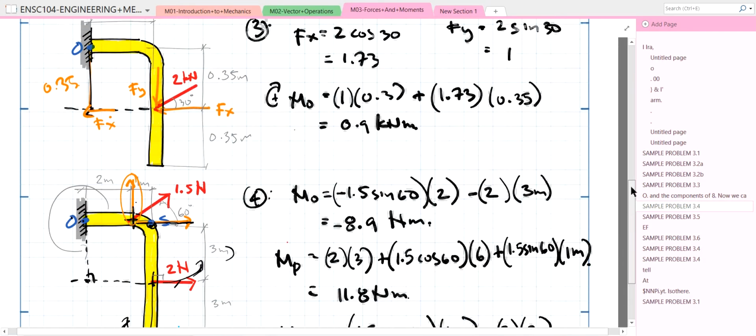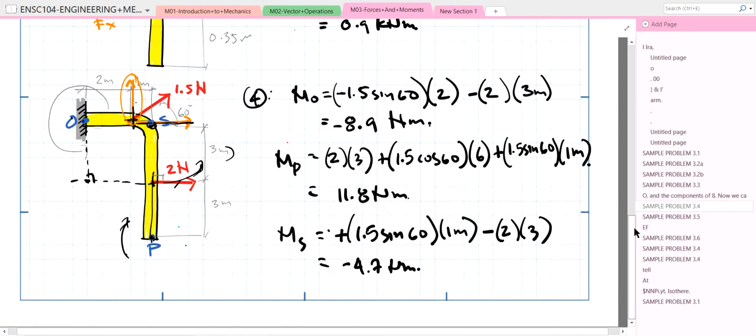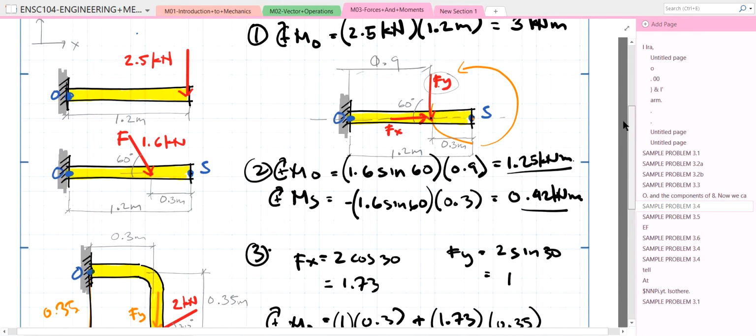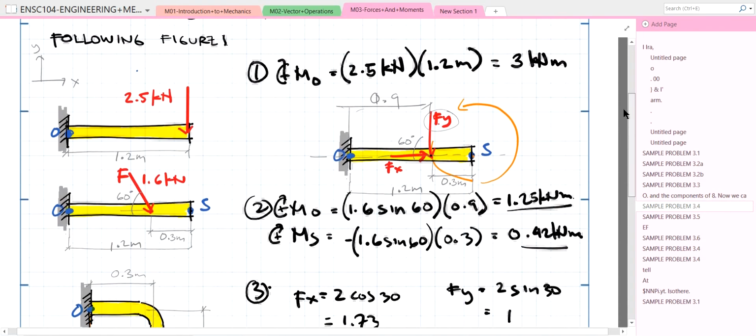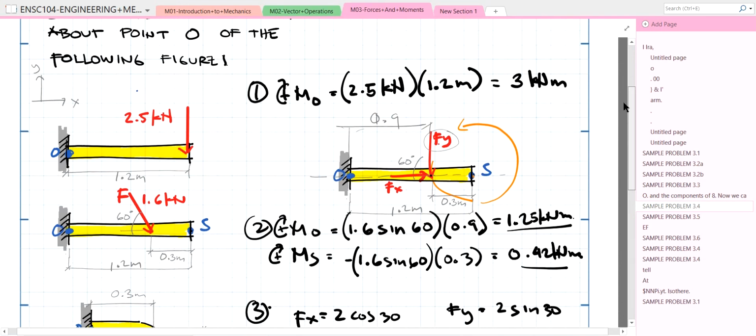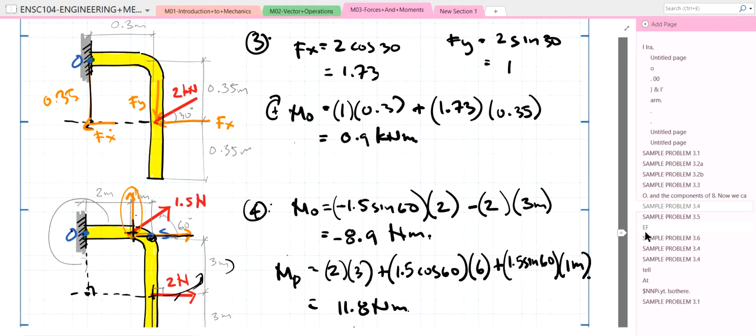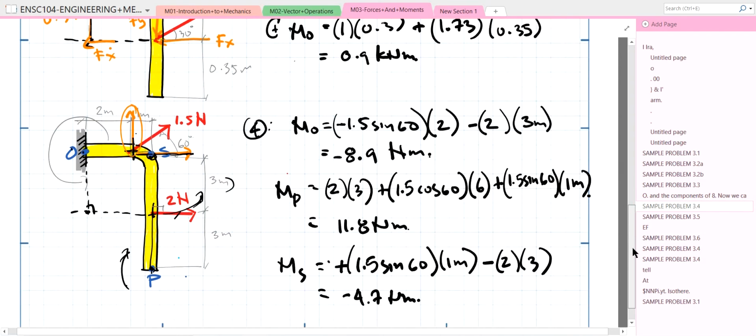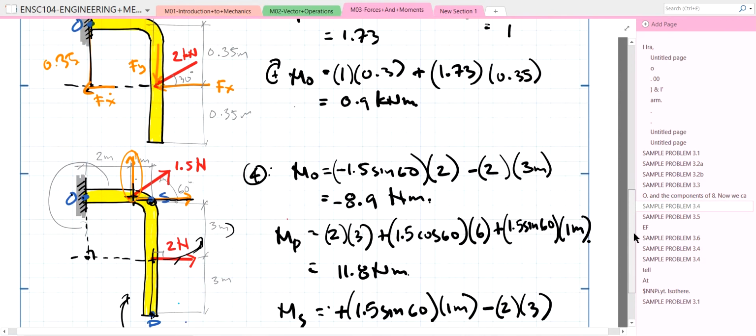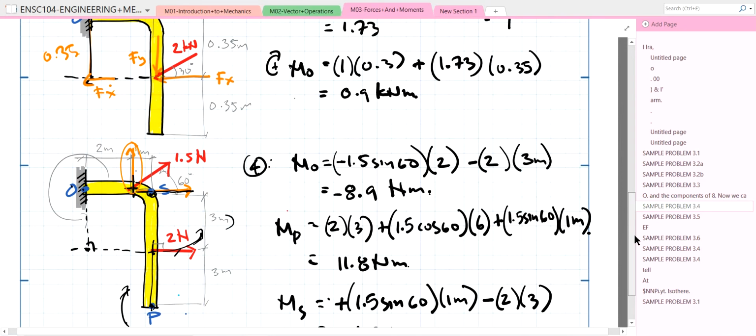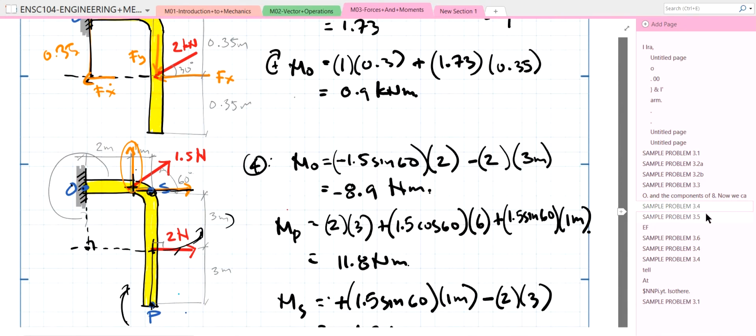So that's sample problem 3.4. In summary, it's just about keeping track of forces and the perpendicular distance. When the force is in a diagonal direction, we just have to resolve it into its components and then always find the perpendicular distance. And of course, direction matters, whether it causes a clockwise or counterclockwise rotation.